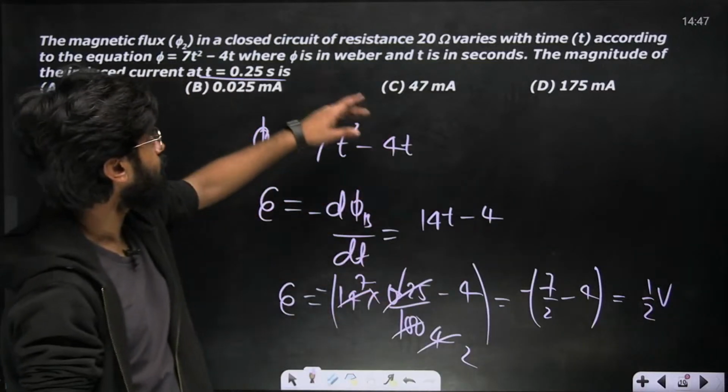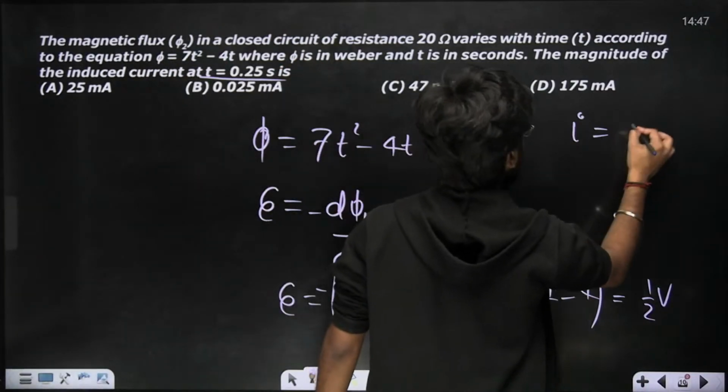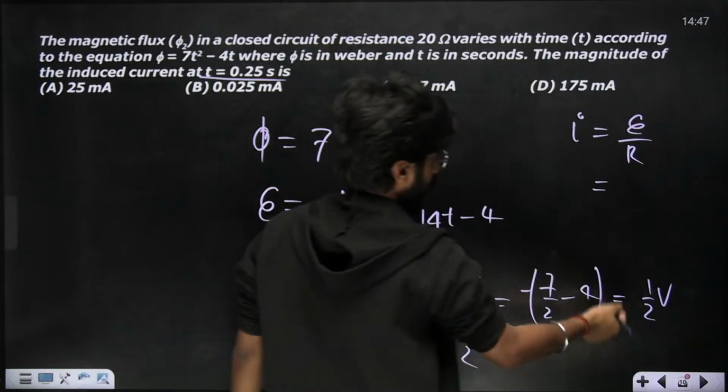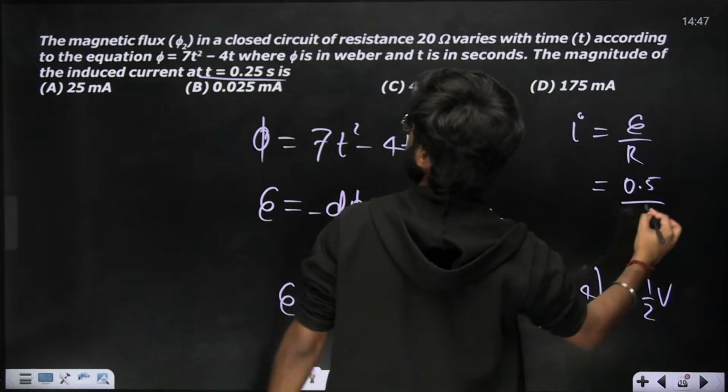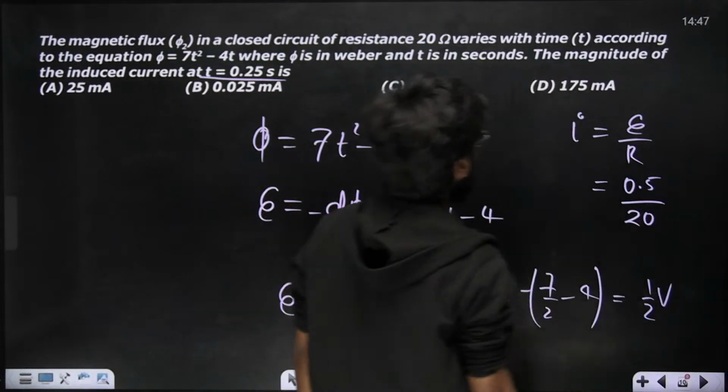Okay. Now again, we have to find the induced current. So I is equal to what? I is equal to E upon R. E is equal to what? 1 by 2, means 0.5, divided by R. What is R? Resistance. Resistance is 20 ohm. So what will be the answer?